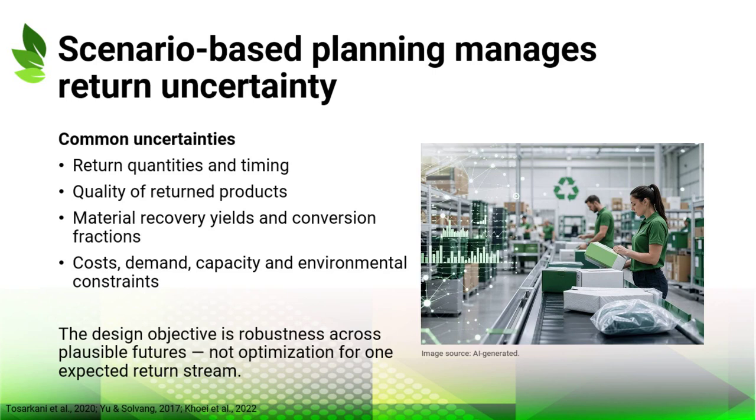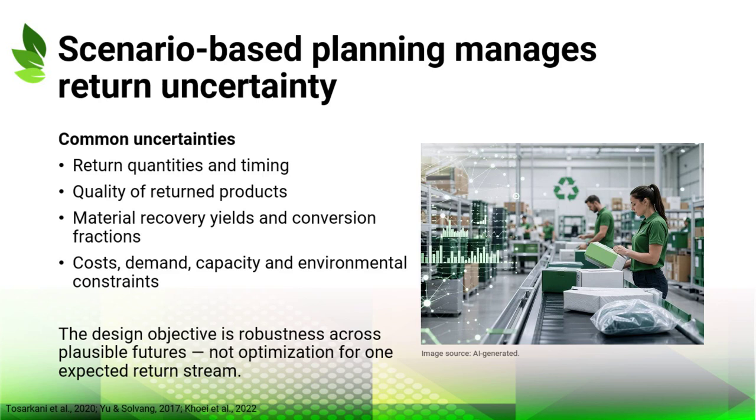Reverse logistics faces several types of uncertainty. Products may return in different quantities and at different times. Their quality may vary, which affects whether they can be reused, refurbished, remanufactured, or recycled. Material recovery yields and conversion fractions are also uncertain, especially in complex waste streams such as electronics or batteries. Costs, demand, capacity, and environmental constraints can change as well.